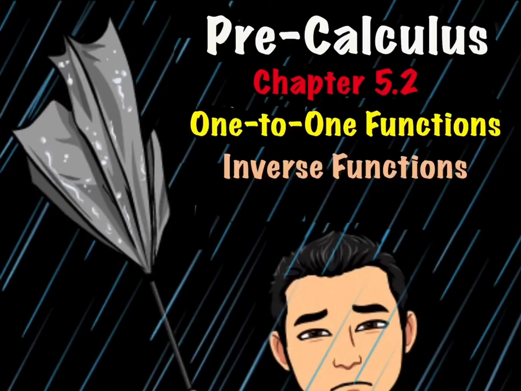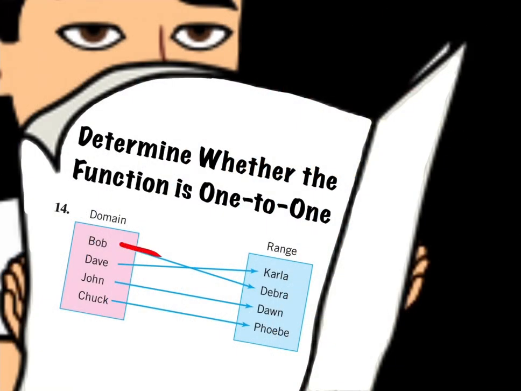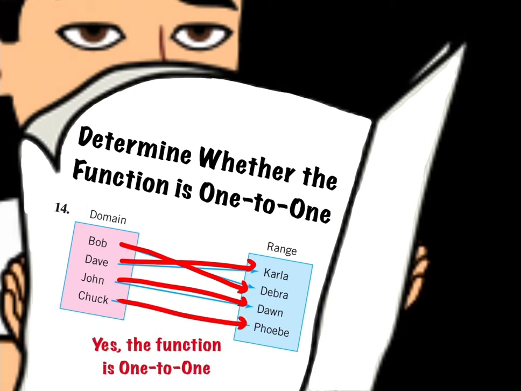This is Precalculus, chapter 5.2, one-to-one functions, inverse functions. Let's get started. For number 14, you see that every domain matches up with one exact range. So yes, the function is one-to-one.